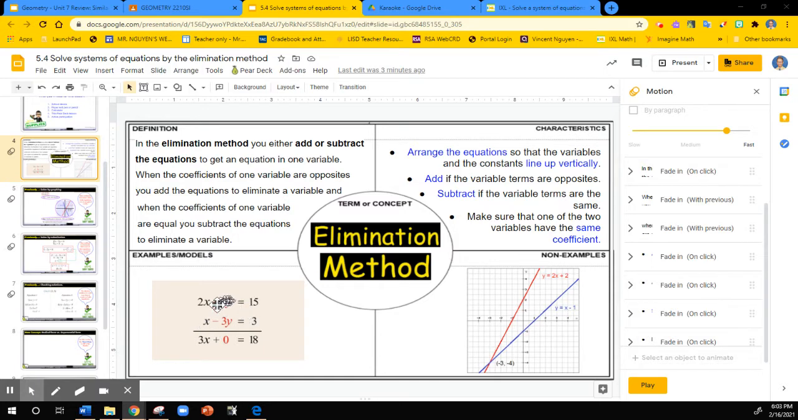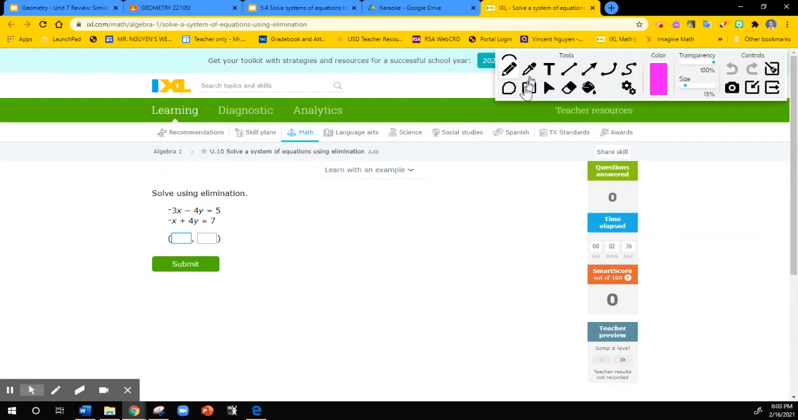So like you see in the example here, the plus 3y and the minus 3y, if you add them, they will give you 0y, which means you just eliminated that y variable, right? And then we could solve for x, and then we take the solution and plug it back in, and so on, okay? So let's get to the first example here.